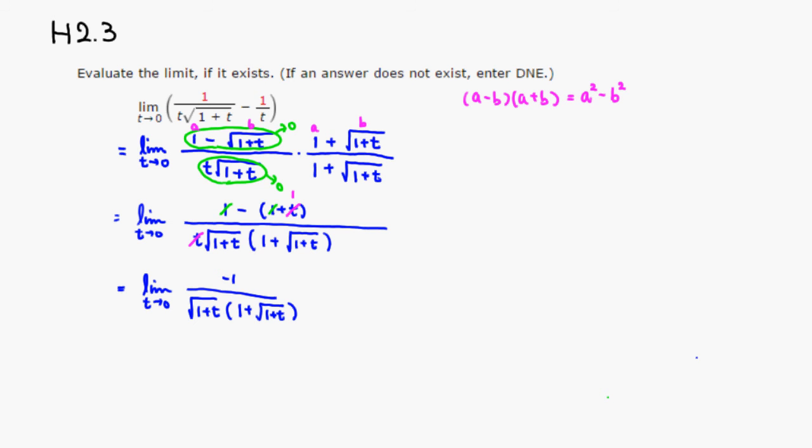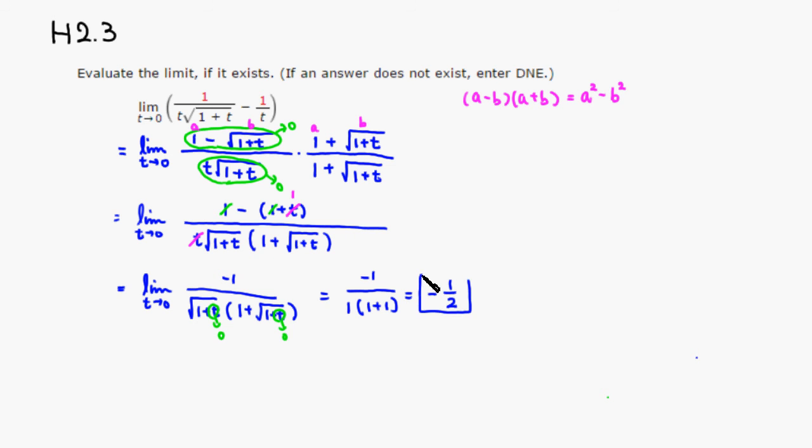If you plug in 0, you can see that this is going to go to 0, and that's going to go to 0. So what you get is negative 1 on top. Square root of 1 plus 0 is just 1, times 1 plus 1. Square root of 1 is 1, right? So this is going to be negative 1/2.